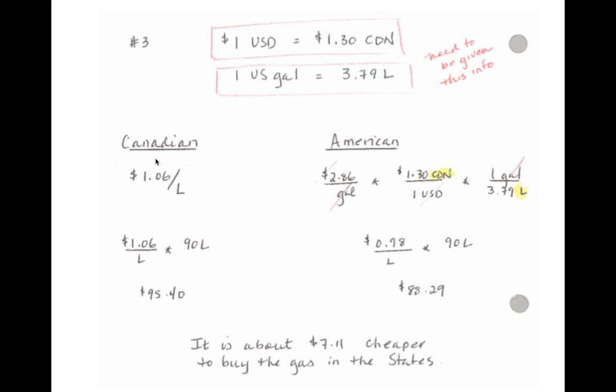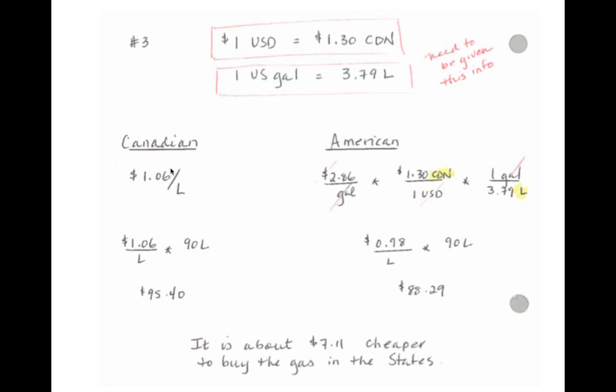So let's take a look at the Canadian, which was $1.06 per liter, and the American, which is $2.86 per gallon. Now I'm going to be the Canadian, and I'm going to change the American one. First of all, I'm going to get rid of the US dollars, so I put it on the bottom, so I cancel it out and use the Canadian on top. And then I want to get rid of the gallons, so I put the gallon on top and the liters on the bottom. The numbers are now in the correct position, so I can move things out. And what I find is that it's 98 cents a liter.